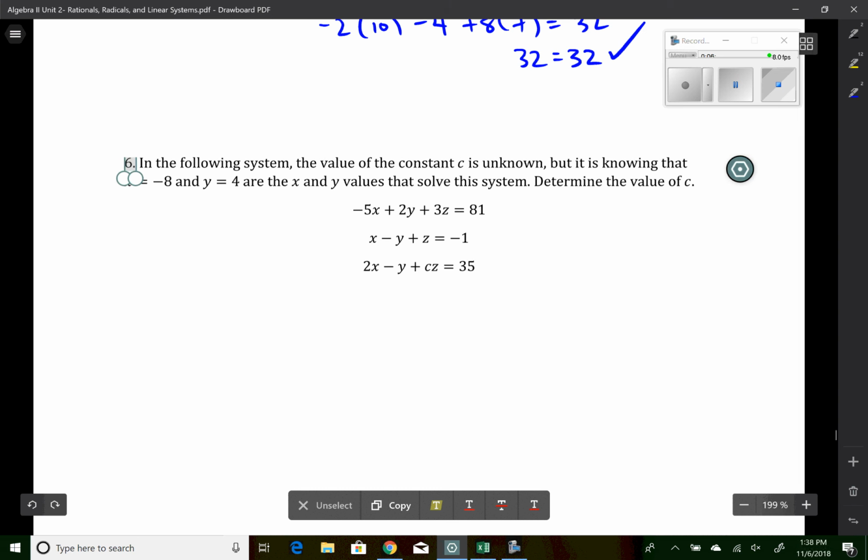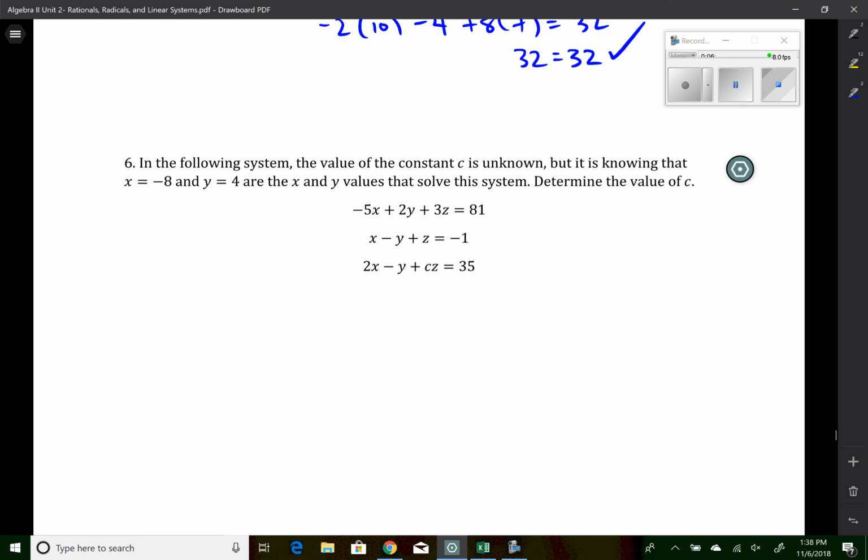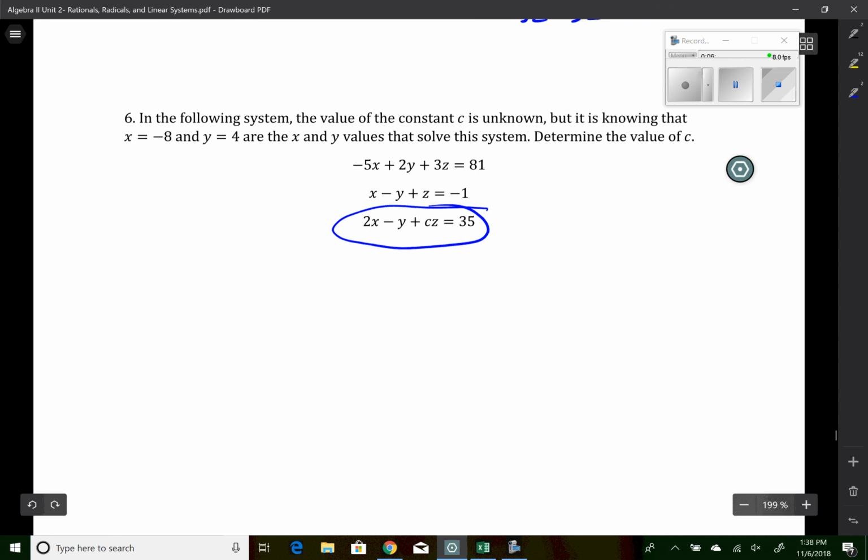Number 6 says, in the following system, the value of the constant c is unknown, but knowing that x is -8 and y is 4, the x and y values are solutions to the system. Determine the value of c. Well, if you know x and y, you only need this equation alone. So if I know x, I can say 2 times -8 minus 4 plus cz is equal to 35. I can say -16 minus 4 plus cz is equal to 35, and I can move this -20 to the other side and see that cz is equal to 55. Right, I would add 20 to the other side.